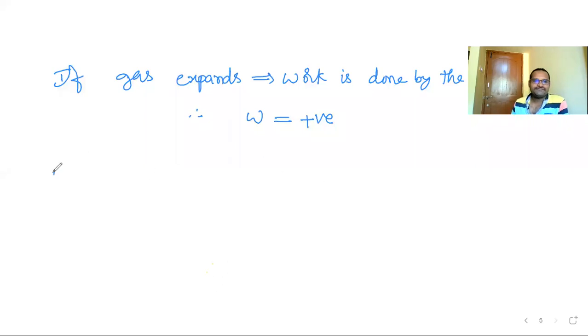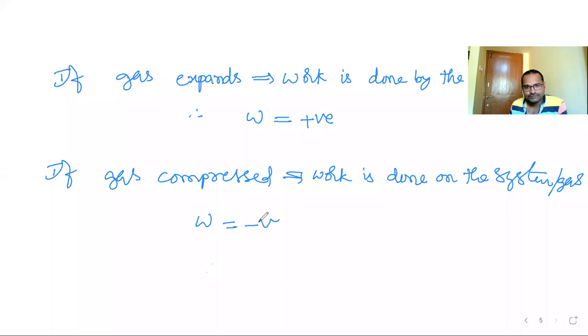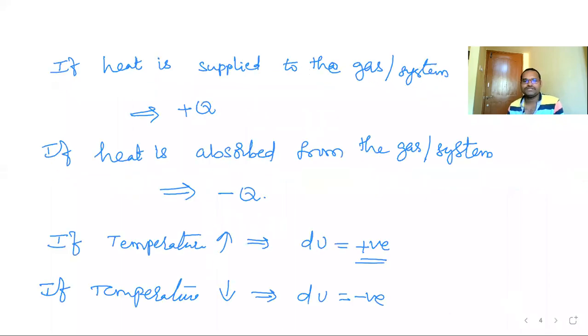Okay, and if gas is compressed, that is, work is done on the system or gas, then that work done we should take it as negative. These are the 3 points that we need to remember.